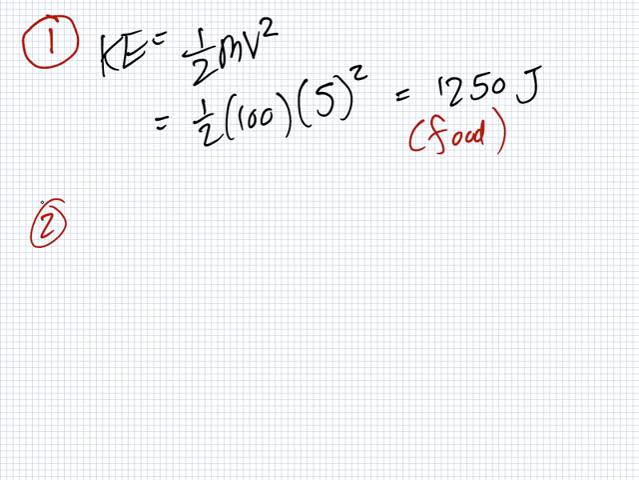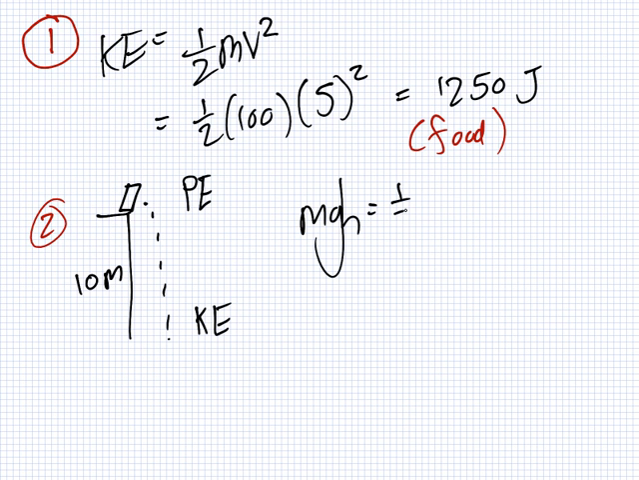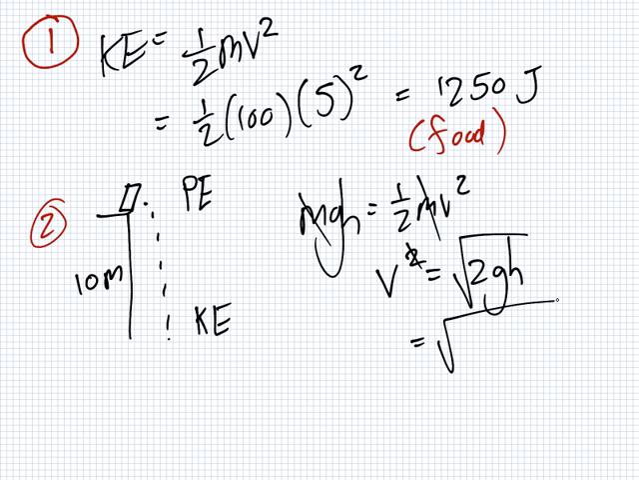A physics teacher drops his coffee cup out of a window 10 meters from the ground. How fast is the cup going at the moment of impact? Okay, so there's the cup and it falls. At the top it has potential energy. At the bottom it has kinetic energy, and they must be equal. mgh equals a half mv squared. The m's cancel, so v squared equals 2gh. So v is root 2gh, which is root of 2 times 9.81 times 10, which is 14.